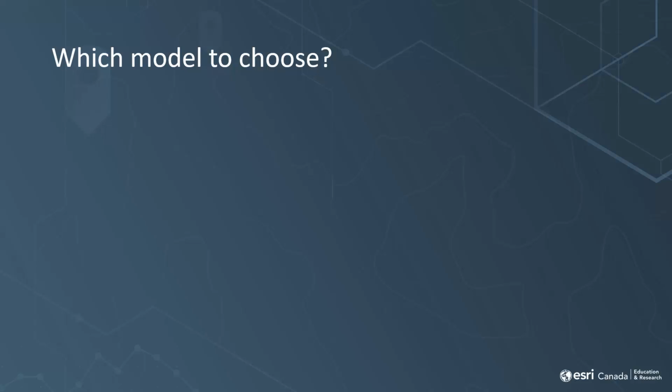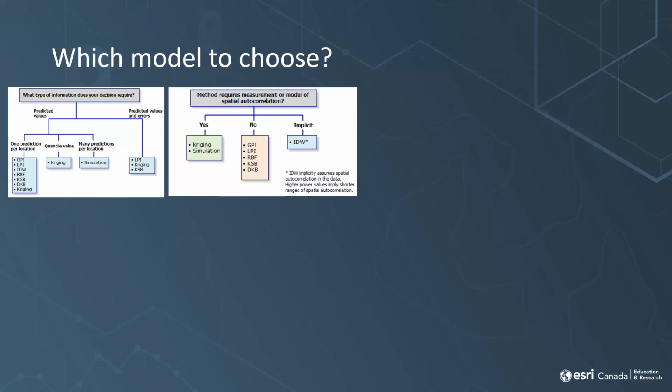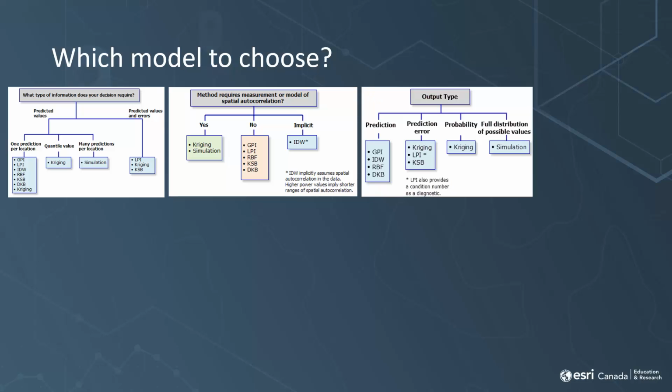Now the big question is, which model do you pick? Fortunately, at Esri, they have developed decision trees as guidance to pinpoint the most appropriate models. Each decision tree asks you a question and it provides the result. These are: what type of information does your decision require? Which method requires measurement or model of spatial autocorrelation? What output type do you care most about?